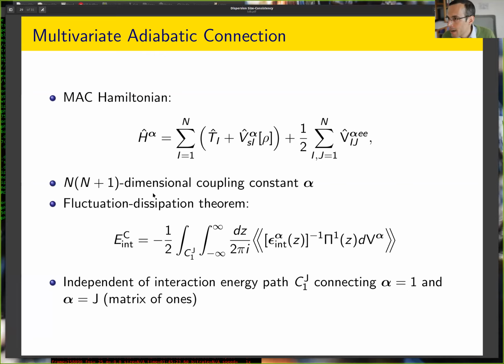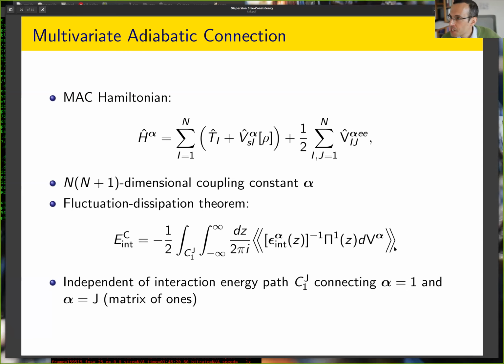So I'm not going to talk much about how this is proved, because I'm running out of time, but I just want to mention that one way to prove it is to do a multivariate extension of the adiabatic connection approach that I just discussed, where we now have a coupling constant for each monomer pair. So our coupling constant becomes a coupling constant matrix. We can do the same fluctuation dissipation theorem approach that I discussed before, except now we have a path integral over this n times n minus 1 dimensional coupling strength space. And the nice thing is that you can show that the final result is independent of the path, because it turns out this is a total differential.